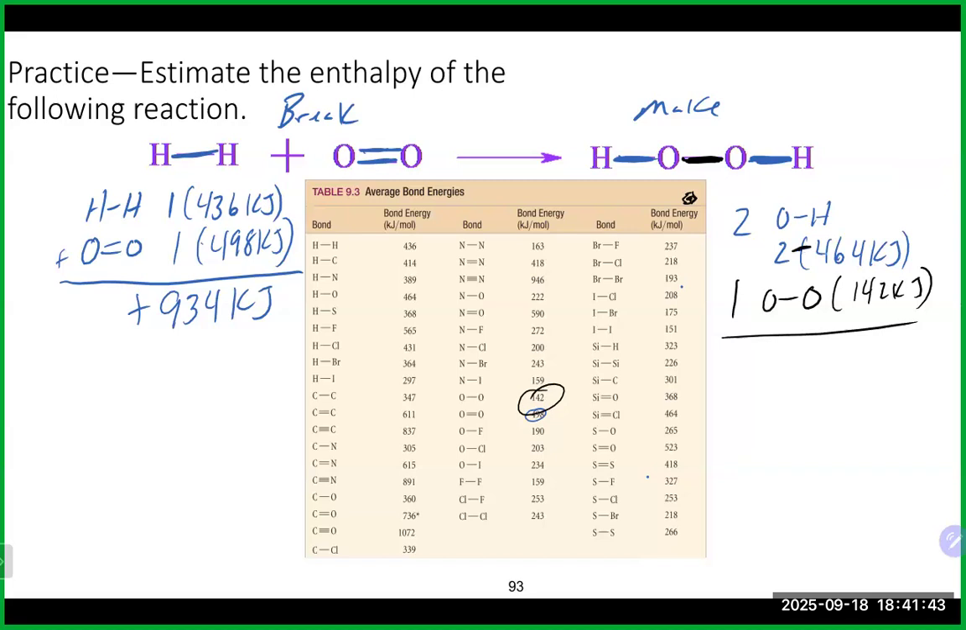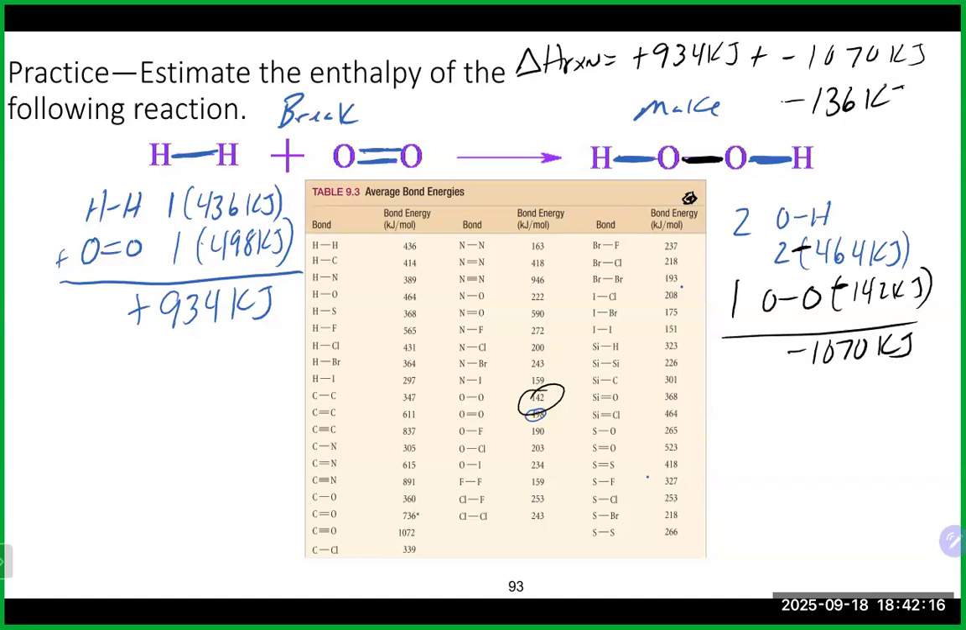Again, making is exothermic, so technically these are all negative numbers here. So we can go 2 times 464 plus 142, which is going to give us a negative 1070 kilojoules. So our delta H for this reaction is, again, just going to add those together. We go our breaking 934 plus our making of negative 1070 kilojoules. So 934 minus 1070, that's negative 136 kilojoules in this case. And again, it would be exothermic, as we ended up with a negative value for delta H.